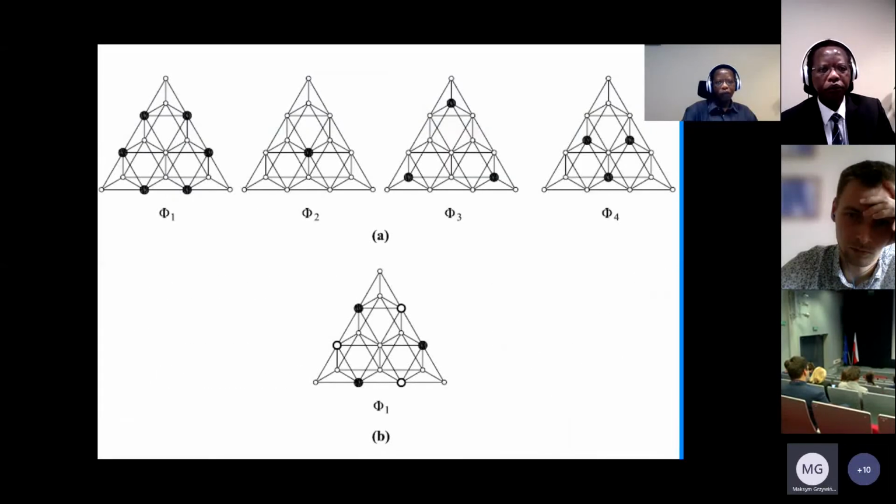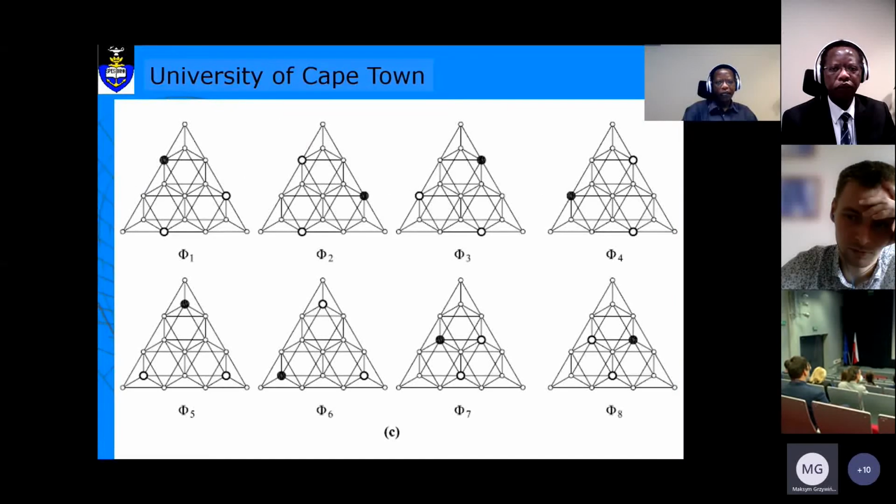So in A, we've got the basis vectors for subspace S1. In B, basis vector for subspace S2. And in C, 8 basis vectors for subspace S3. In this plot, the solid dots denote downward movement of the nodes, while the small rings denote upward movement.